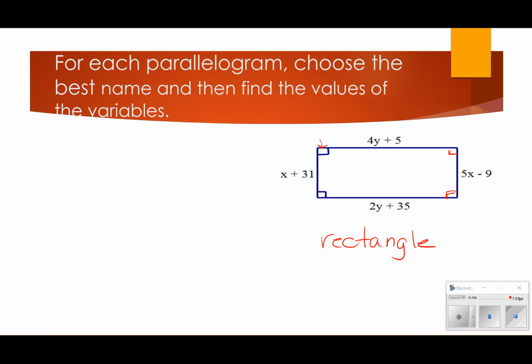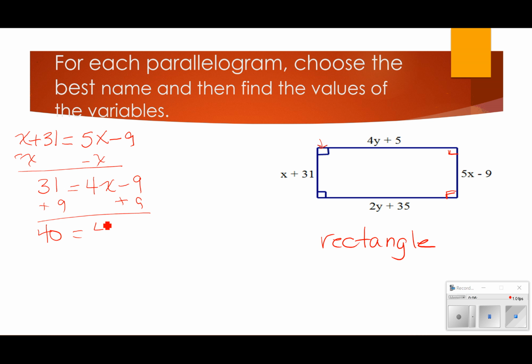Because those sides are congruent, opposite sides, we can find the values for x and y by setting the sides equal to each other. So x plus 31 is going to equal 5x minus 9. So if I subtract x from both sides, I'm going to get 31 equals 4x minus 9. If I add 9 to both sides, I'm going to get 40 equals 4x. If I divide by 4, x is going to be 10. Okay? Think about it tonight. Maybe I'll ask you tomorrow what property tells us that we can switch the sides that those are on.